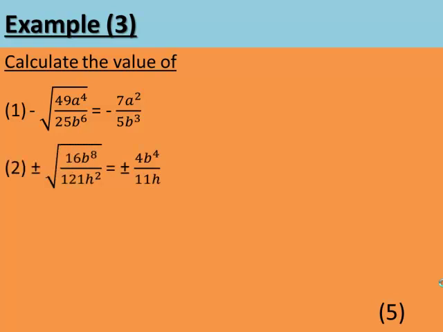Number 2, 16 p power 8 over 121 h power 2 equals 4 p power 4 over 11 h. Number 3, the square root of 49 a power 4 p power 2 over 9 equals 7 a power 2 p over 3.